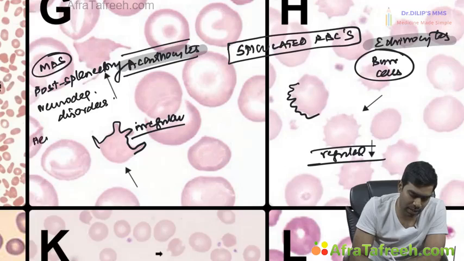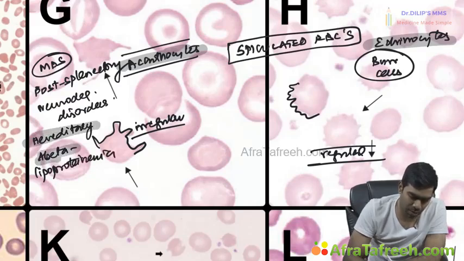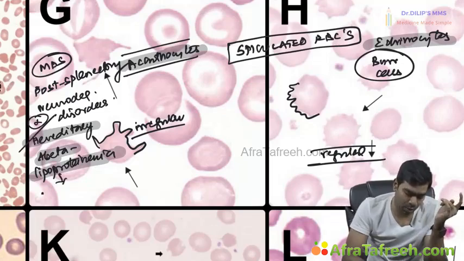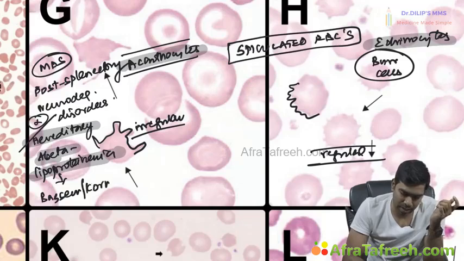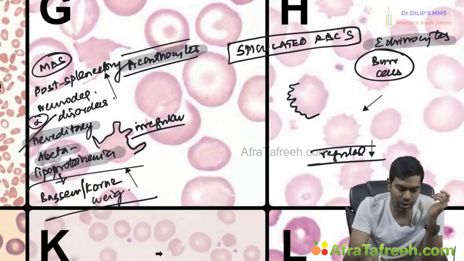Then you can see them in hereditary abetalipoproteinemia. This is a very important condition, an exam favorite, where you can see acanthocytosis in the peripheral smear. The other name for abetalipoproteinemia is Bassen-Kornzweig disease, or Bassen-Kornzweig syndrome. So all these things you have to understand.